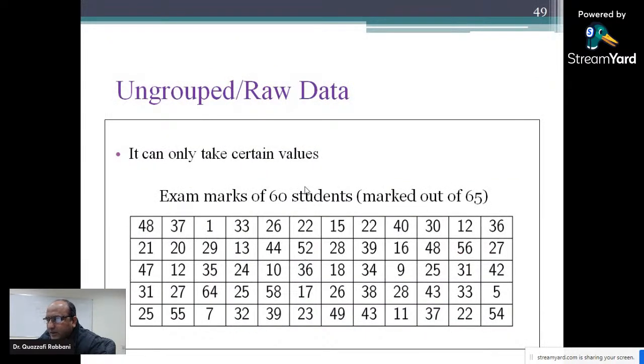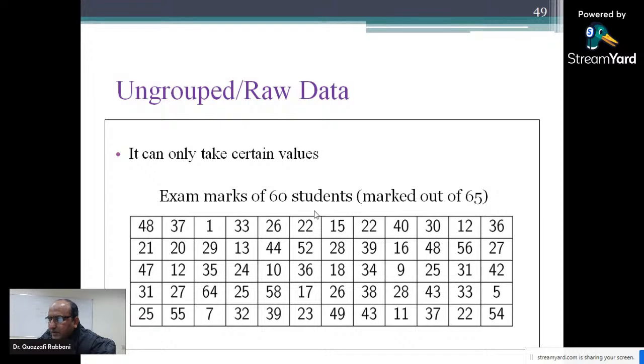Now let's take some example. Exam marks of 60 students out of 65. So the marks of the 60 students in the examination are like this. This is the raw data, or you can say this is the discrete case, individual values. The marks of the individual students are given over here. So this is the raw data and discrete observations.